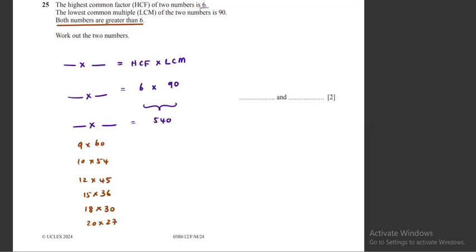Now all these factor pairs I have written are greater than 6. We do have less than 6 as well, but we are not going to write it because both the numbers should be greater than 6. And the highest common factor is 6, which means we should be able to divide both numbers by 6, and that should be the largest number that can be used to divide both, which means in that case, it will be 18 and 30, because these are the only numbers which are both divisible by 6 and for which that is the largest number that can divide both. Therefore, the two numbers are 18 and 30.